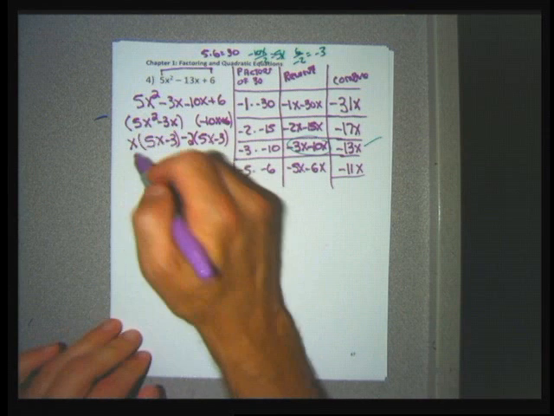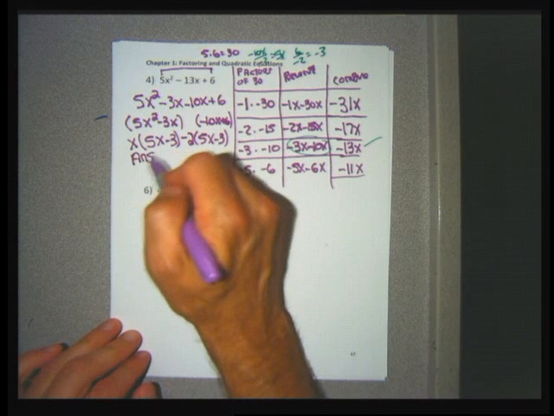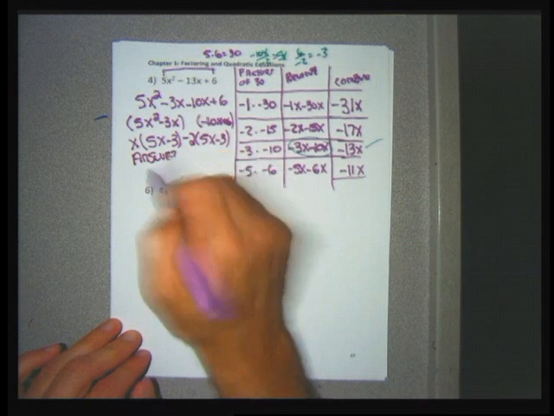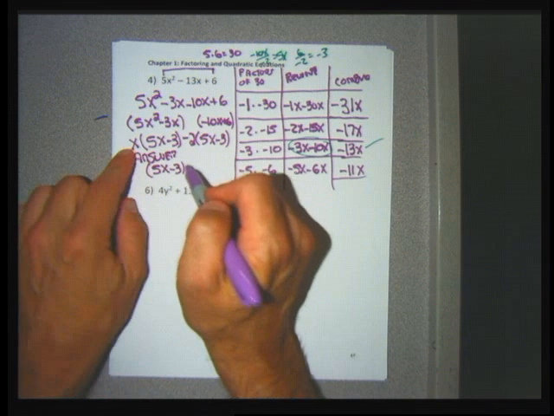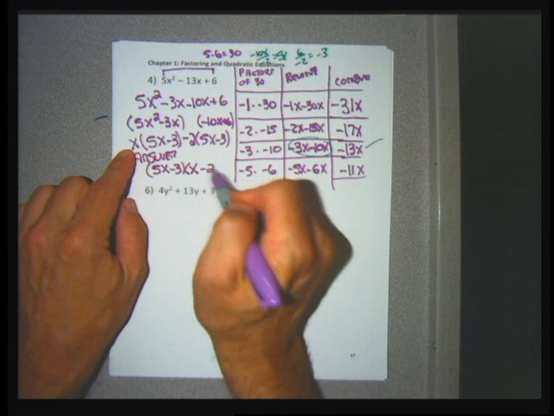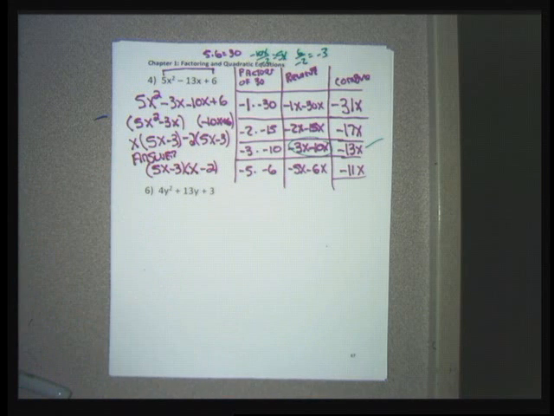Now I'm ready to write down my answer. On either side, there's a 5x minus 3. That's a common factor that I could factor out. Now I'm going to be left with an x and a minus 2. Again, I could FOIL that, and that would FOIL out to be exactly the original problem.